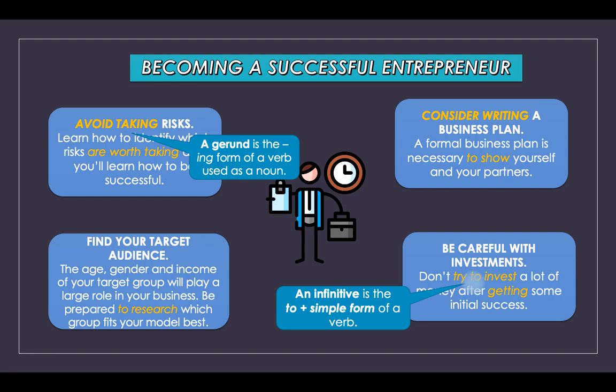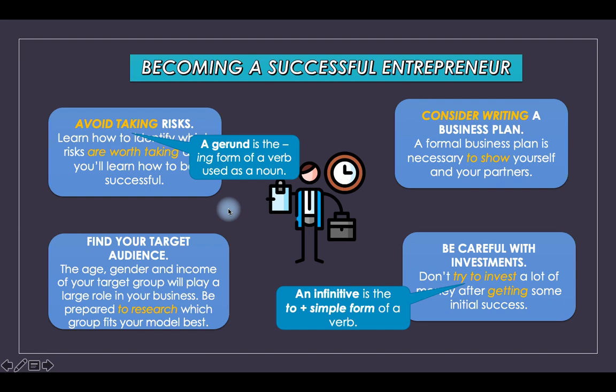So, what are the examples that we have here? Consider writing. Writing is a gerund and it follows the verb consider. Necessary to show. To show is an infinitive and it follows the word necessary. Try to invest. To invest, again, an infinitive, and it follows the verb try. Or which risks are worth taking. Worth taking. Taking is a gerund which follows a phrase. Worth doing something. This is how we use it.